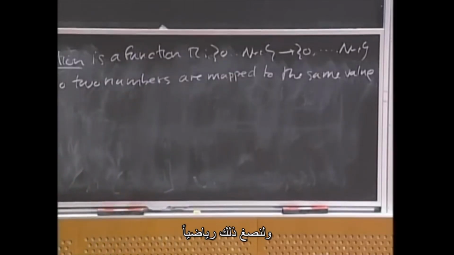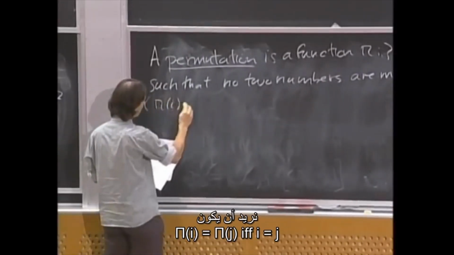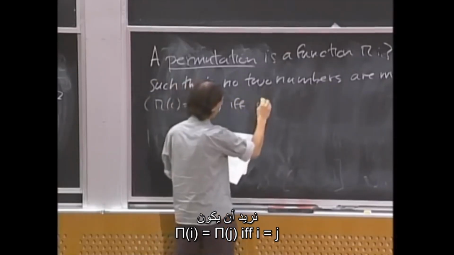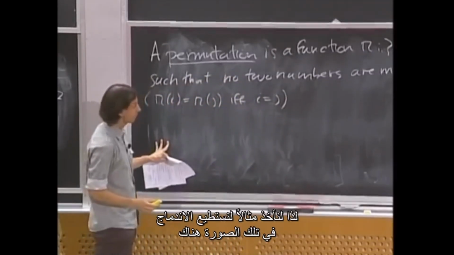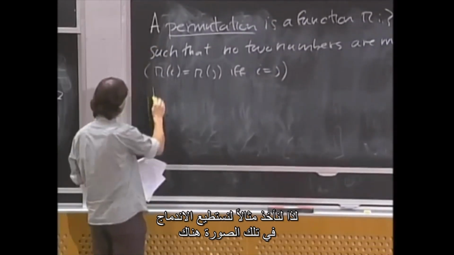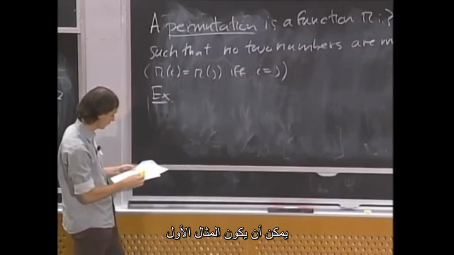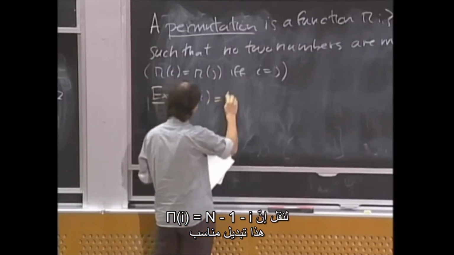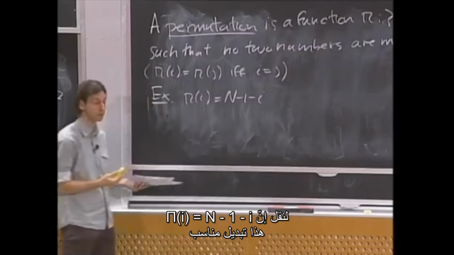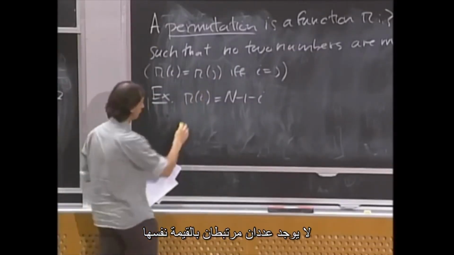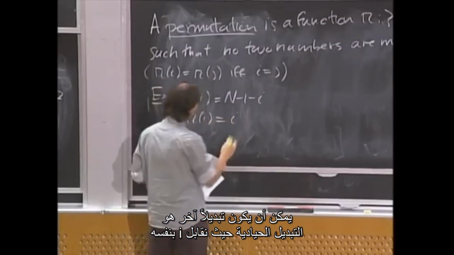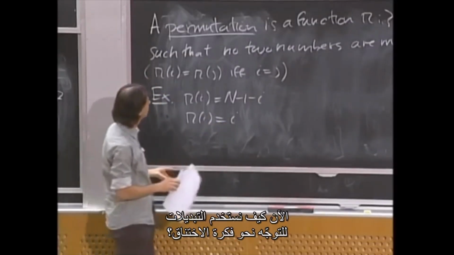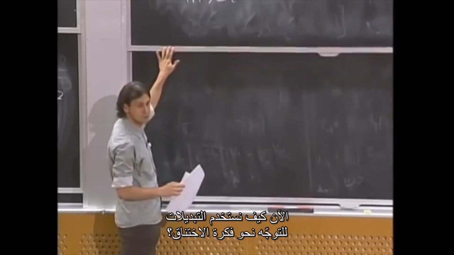So what we really want, to put it in mathematics, is that pi of i is equal to pi of j if and only if i is equal to j. So let's have an example to plug into that picture over there. A first example could be pi of i equals n minus 1 minus i. This is a proper permutation. No two numbers map to the same value. Another one could be the identity permutation, where you map i to the same i. So that's another example.